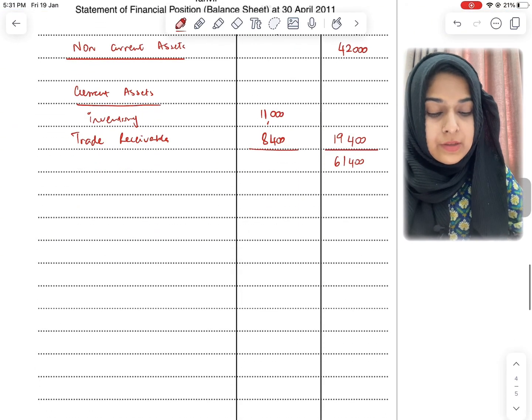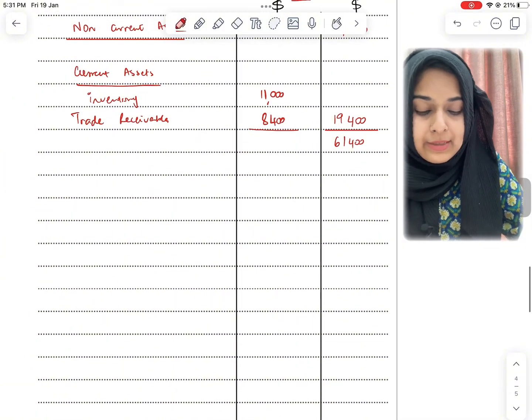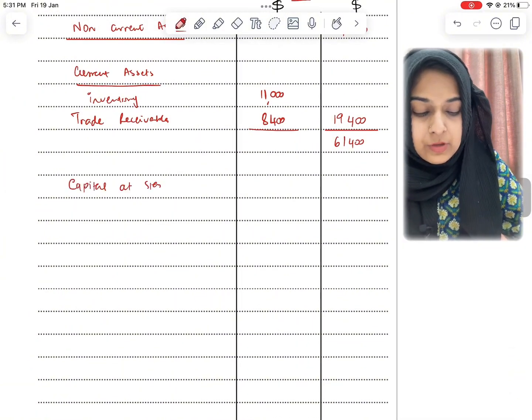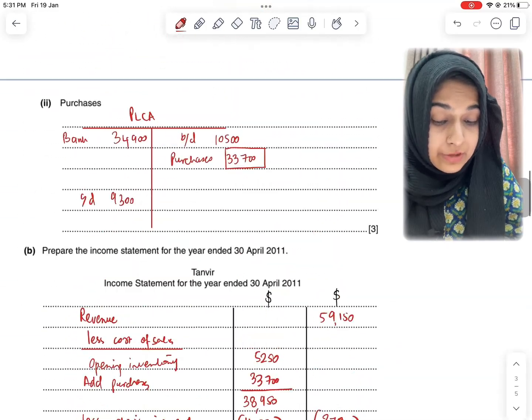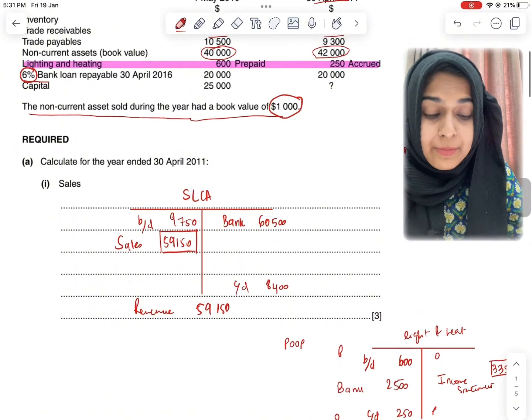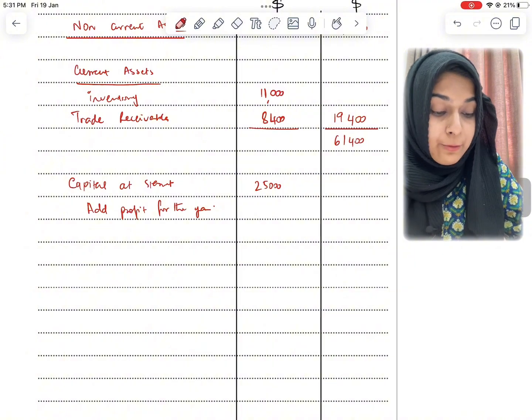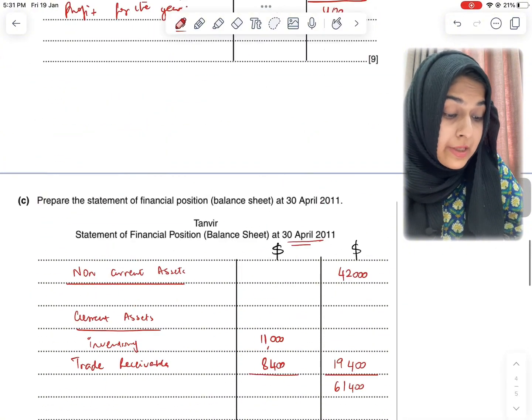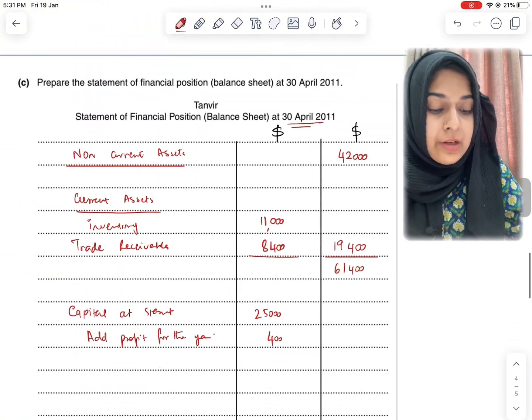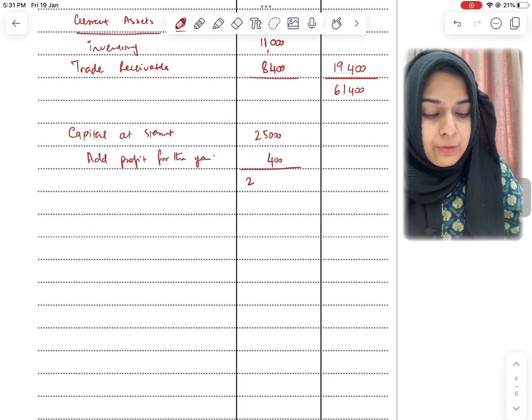The other section of the statement of financial position is the capital section. So you start with capital at start. We know capital at start is given in the question in the opening values, so we have capital at start 25,000. Then you write add profit for the year, and this will be 400, which is coming from our income statement, profit for the year. So this will be 25,400.